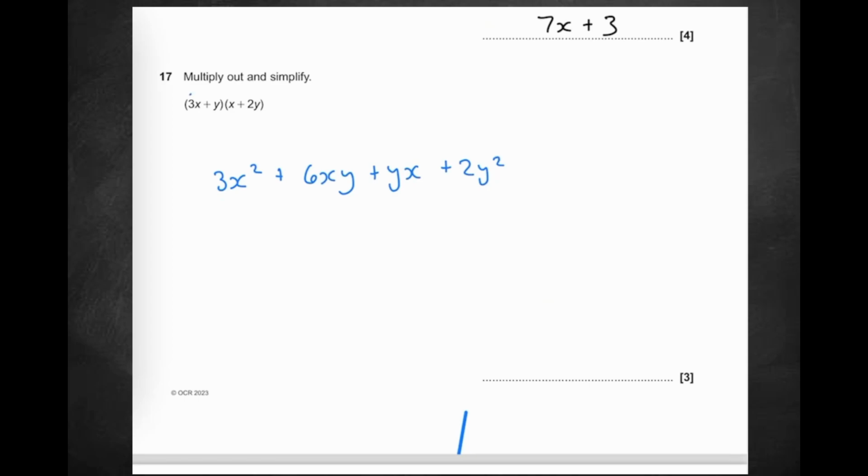So all I've done there is this one times this one, this one times this one, this one times this one, and this one times this one. So xy and yx are the same thing. So we can just say this is 3x squared plus 7xy plus 2y squared. And that is as simple as we can get it, as 3, 7, and 2 are all prime.